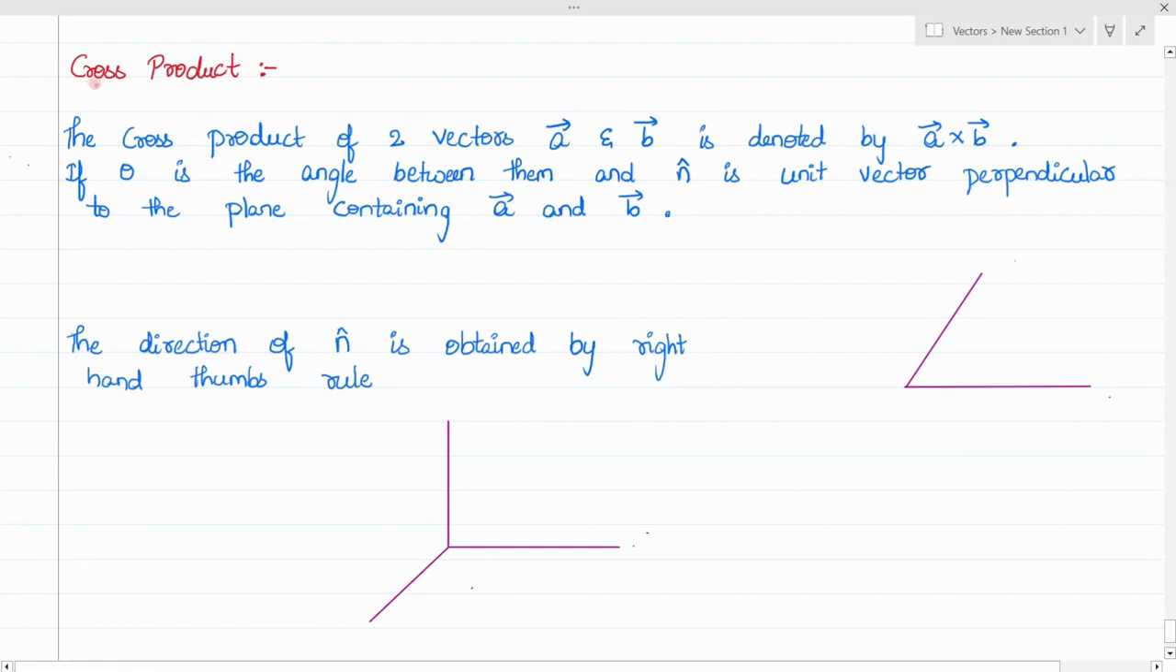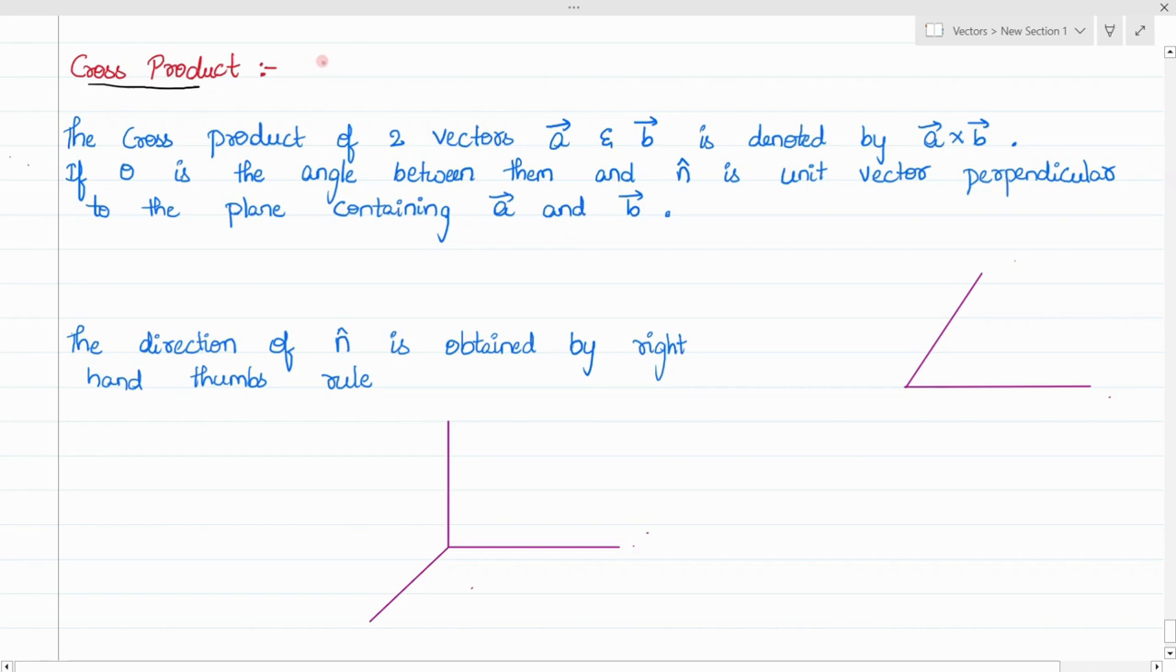Everyone, now we are going to see about the cross product. We have already seen the dot product, in which after multiplying two vectors, the final result we get is a scalar quantity which has only magnitude but no direction.